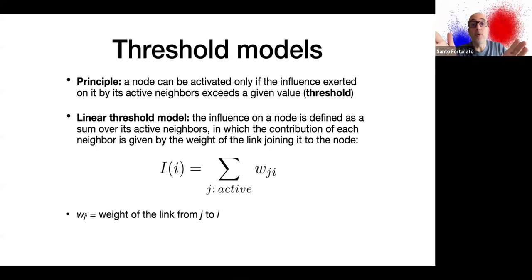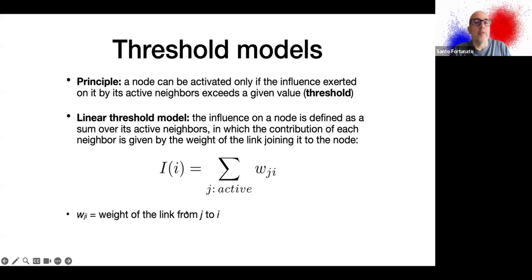I consider only the ones who are active. And I consider the links connecting me to those active neighbors. They will have certain weights in the more general situation in which the network is weighted. And I sum those weights. I sum the weights of the links connecting I to its active neighbors. That's what's exemplified by this formula.